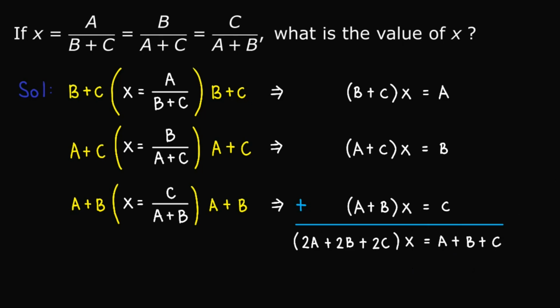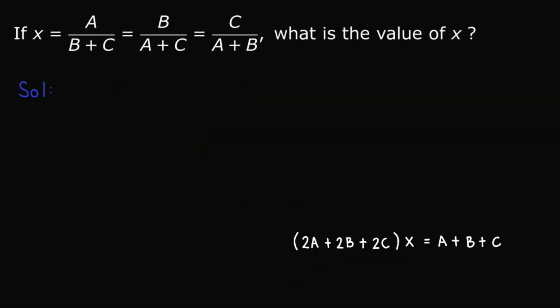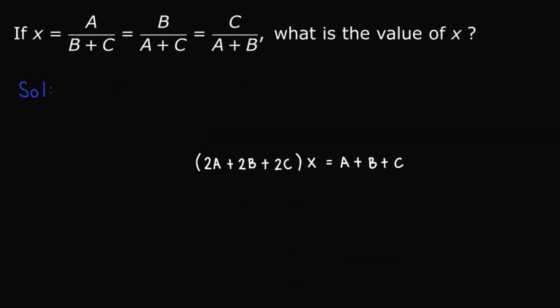Now it's tempting to divide 2a plus 2b plus 2c immediately on both sides to isolate x, but take note that we can't do that since we can only do that if this 2a plus 2b plus 2c is not equal to 0. But what if it is equal to 0? So we'll be considering 2 cases out here. So let's clear out some space first, and let's move this up there.